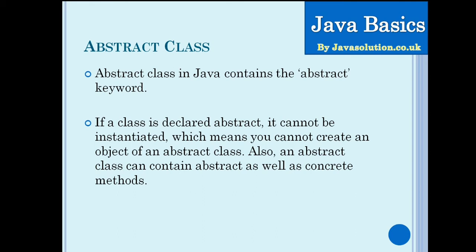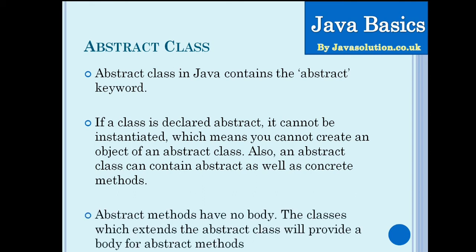So any class which is going to extend that abstract class will automatically get that body or that implementation. Abstract methods have no body, as I mentioned. The classes which extend the abstract class will provide a body for abstract methods.